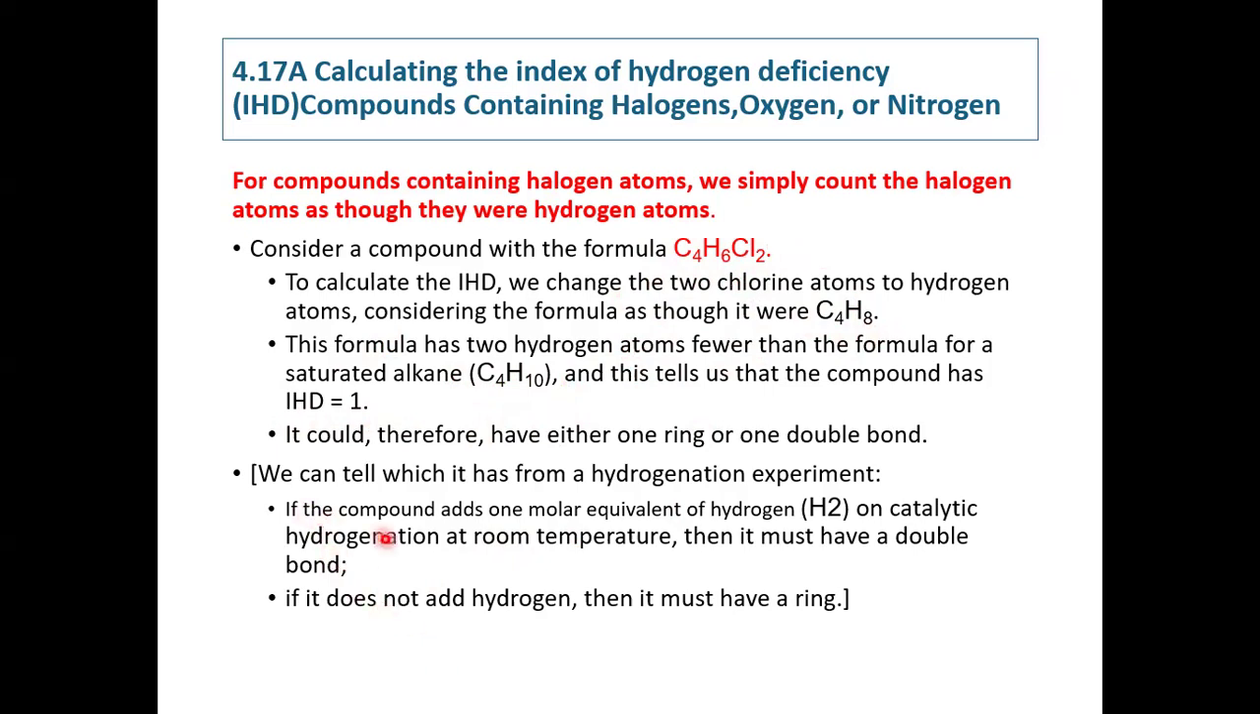If the compound adds one more equivalent of hydrogen in catalytic hydrogenation at room temperature, then it must have a double bond. If it does not add hydrogen, then it must have a ring. This is what we can tell from a hydrogenation experiment. If it does not add hydrogen, then it must have a ring. If it adds hydrogen, then it must have a double bond or a triple bond.